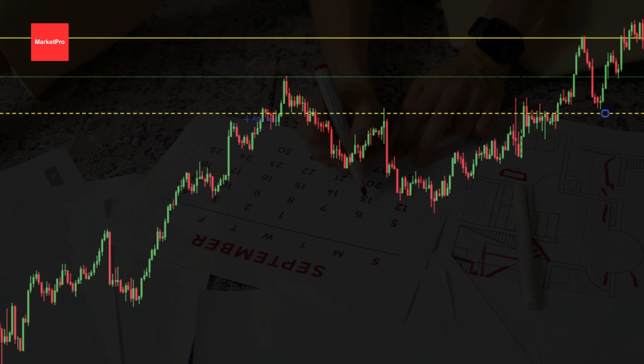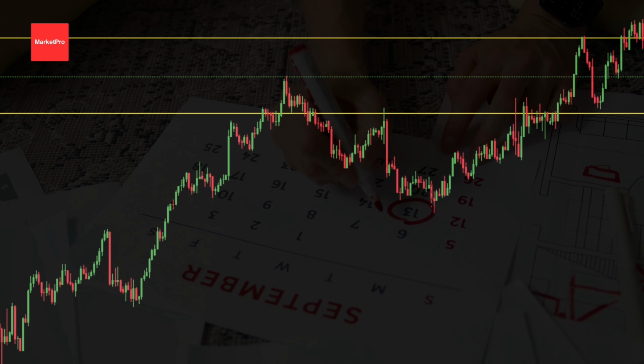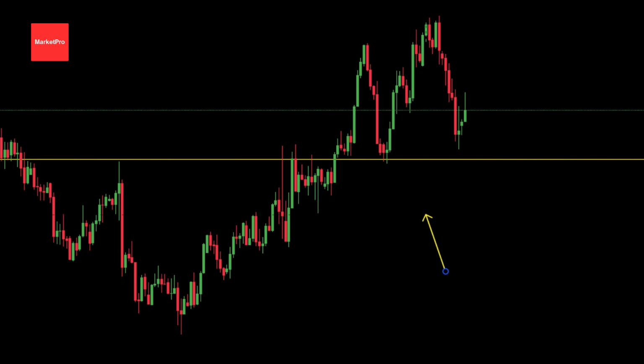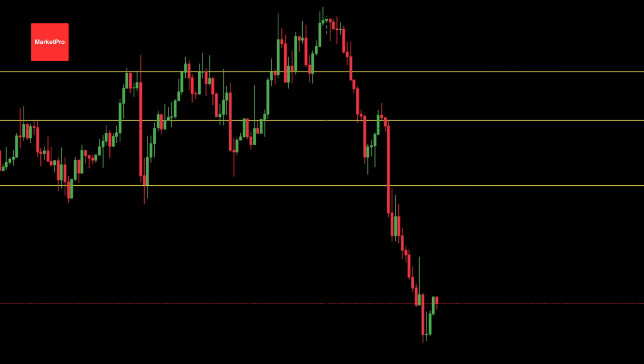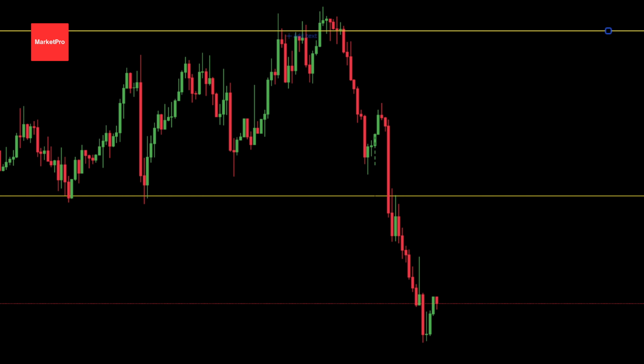You should also be updating your levels every single day. Go through the charts and see when the market is paying attention to a level or when it just ignores it and goes right through it. You should be deleting and adding resistances to keep your chart up to date and more accurate.